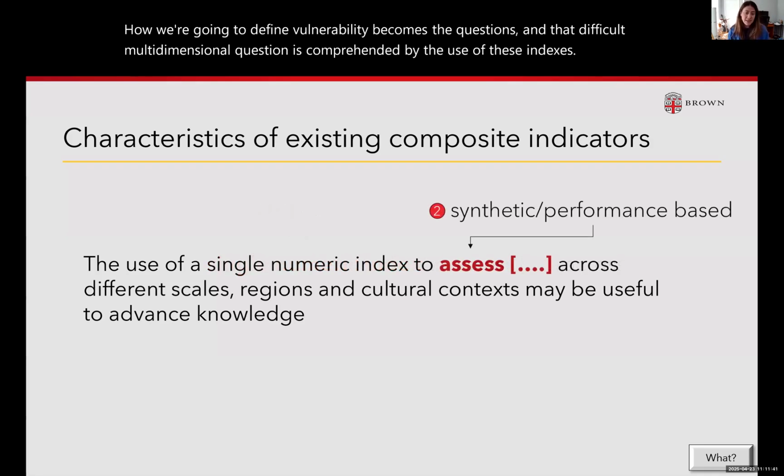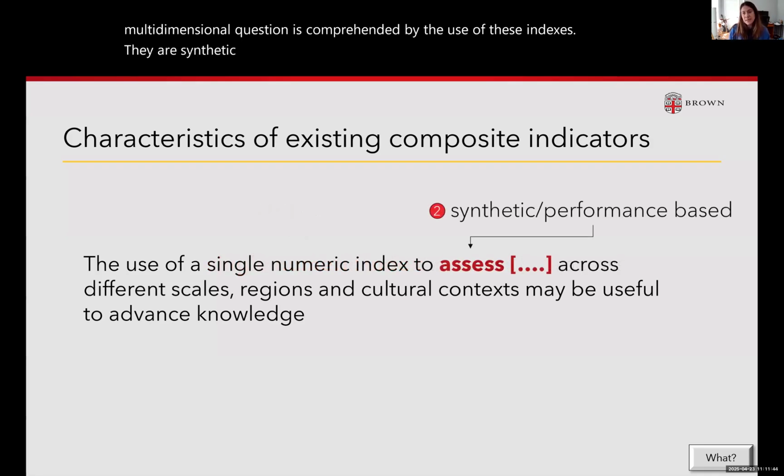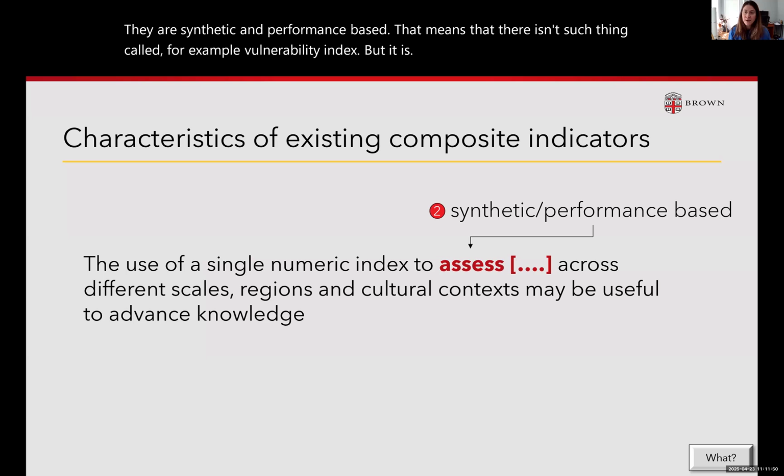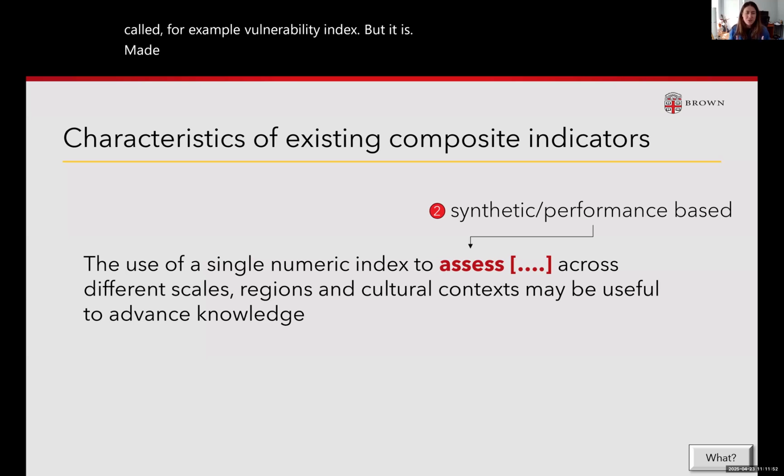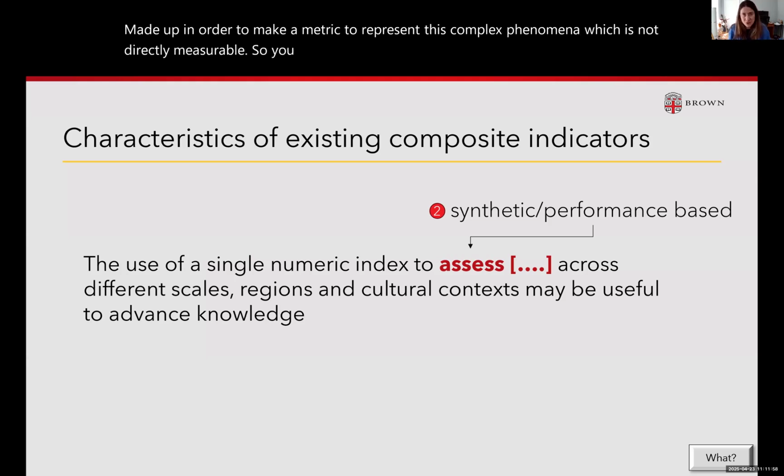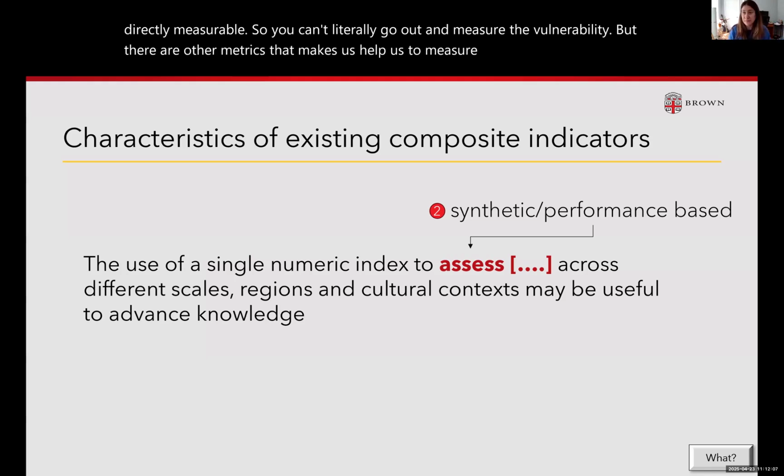They are synthetic and performance-based. That means there isn't such a thing as, for example, a vulnerability index in nature, but it is made up in order to make a metric to represent this complex phenomenon, which is not directly measurable. You can't literally go ahead and measure vulnerability, but there are other metrics that help us to measure this index.